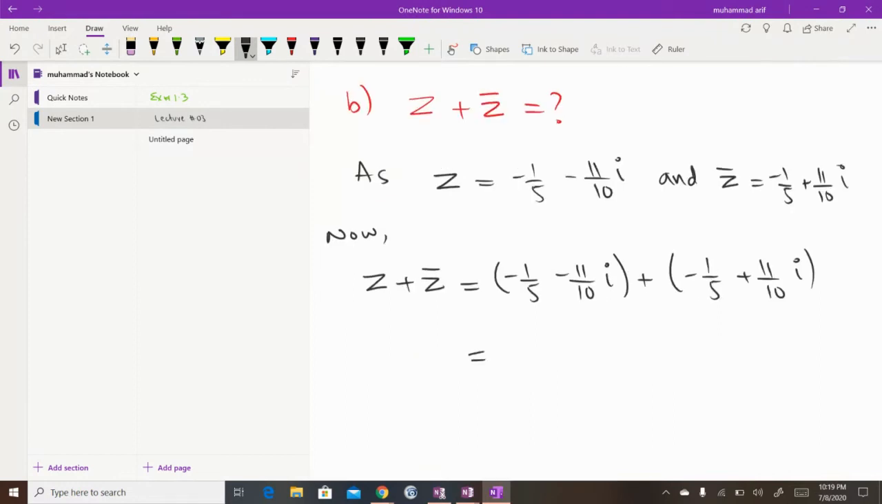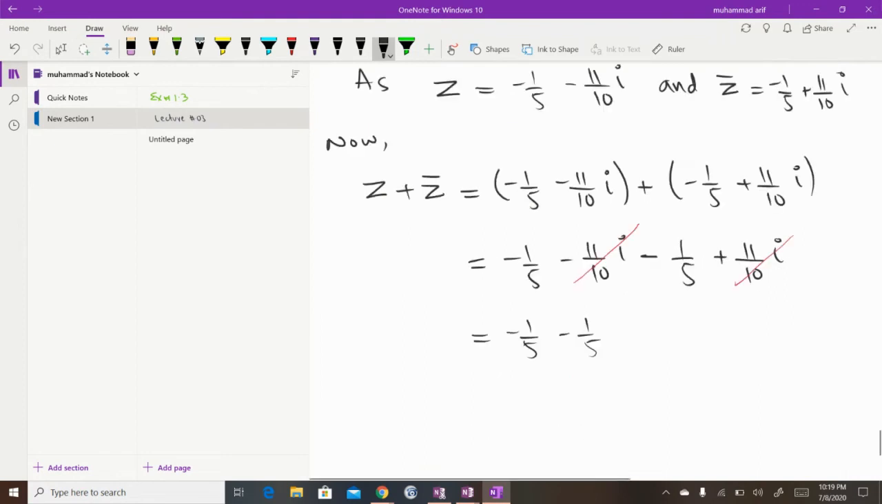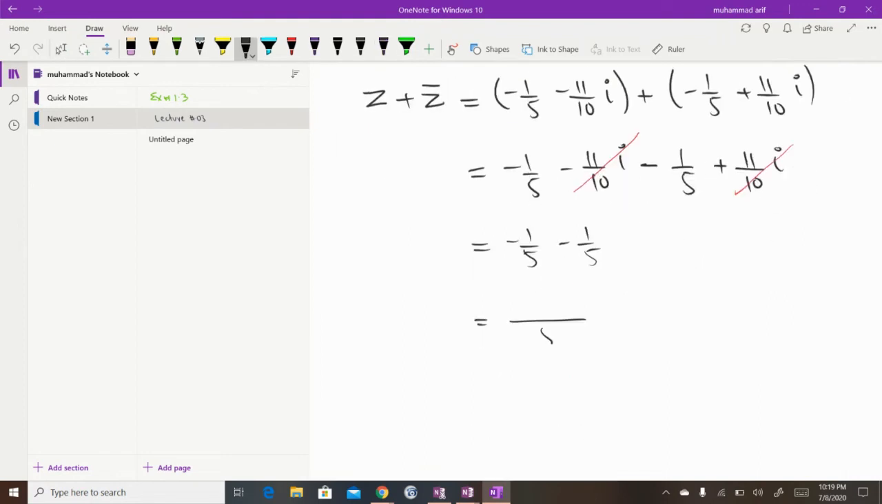Now, after opening the brackets, we get negative 1 by 5, negative 11 by 10 iota. Positive and negative become negative. Negative 1 by 5, positive 11 by 10 iota. Here we see that negative 11 by 10 iota and positive 11 by 10 iota cancel with each other, and we get negative 1 by 5, negative 1 by 5. Now after more simplification, that is we take LCM here, negative 1 and negative 1, what we get? Negative 2 by 5, which is our required answer.